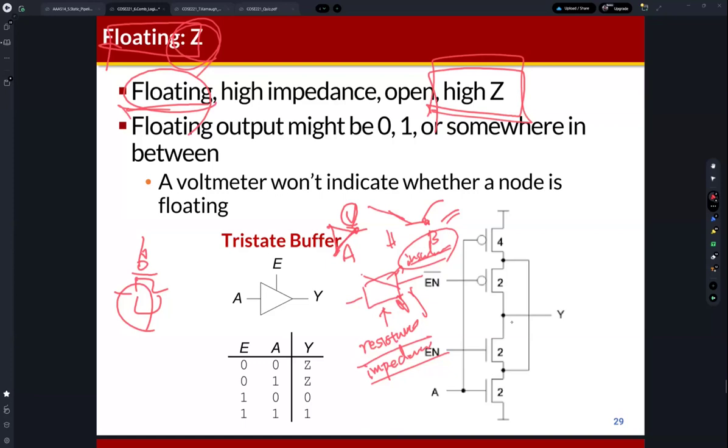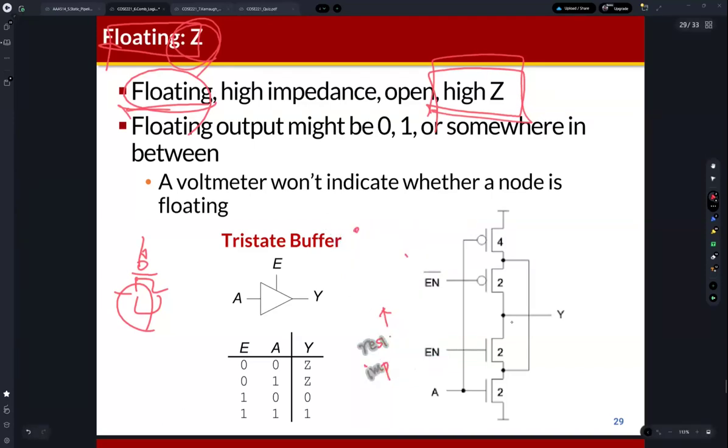So you can just understand that high Z represents a certain node that is disconnected from a driver. Okay, so this is the example, for showing the high Z output.